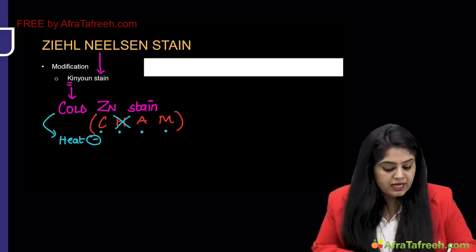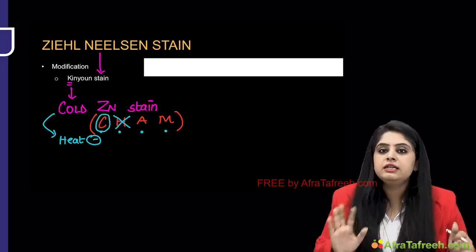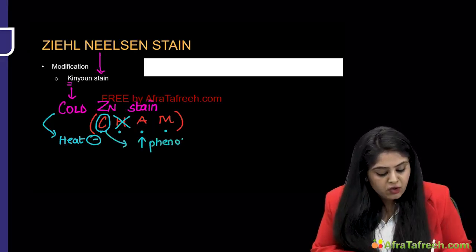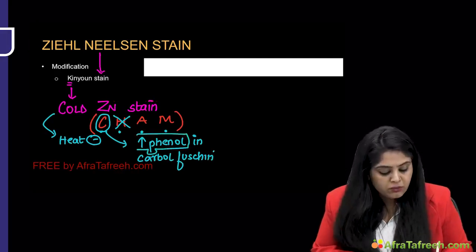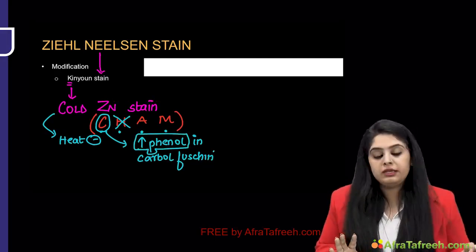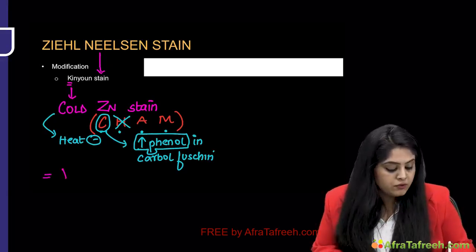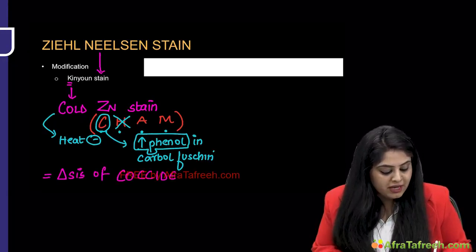Then I will have to do something in the first step only. I will have to modify it so that the heating can be skipped. So remember, I increase the concentration of phenol in carbonyl fusion. Carbyl is a phenol. I increase the concentration of phenol because I know later on no hammer is going to come. So let me add a lot of phenol in the beginning only. Having said that, when would I do this? I do it for the diagnosis of a family of parasites called coccidian parasites.